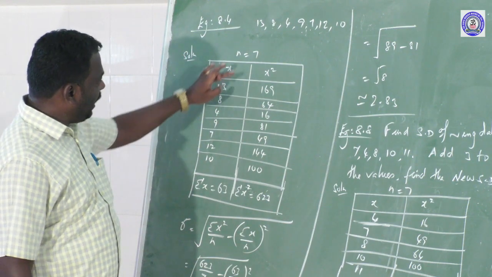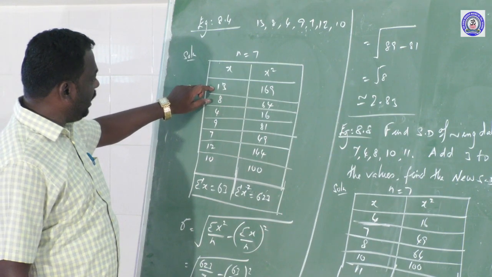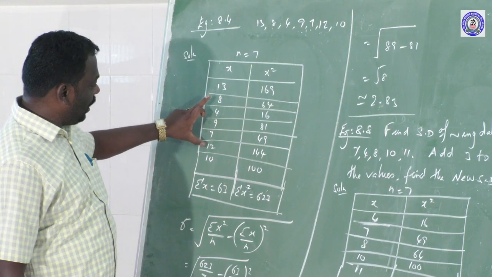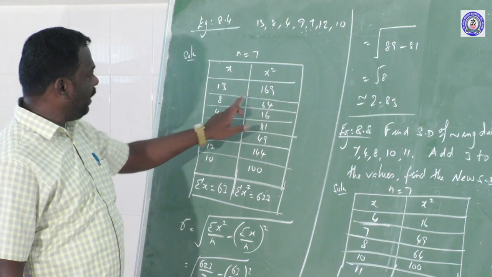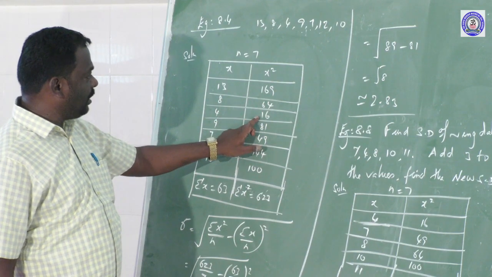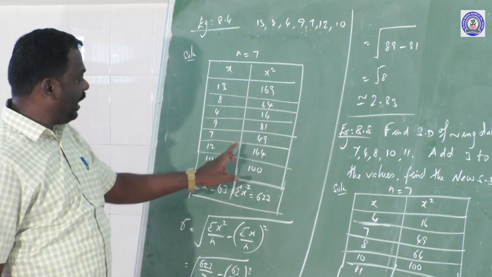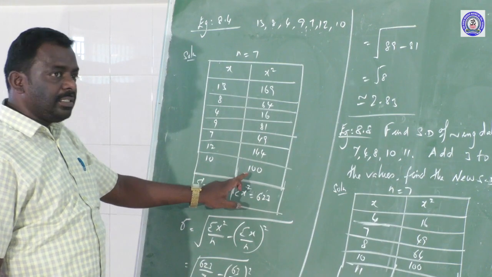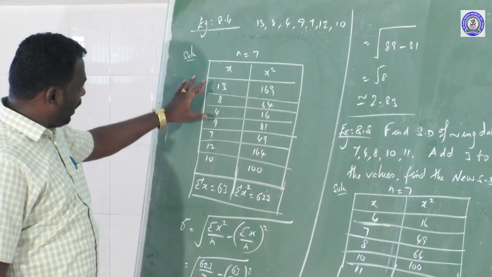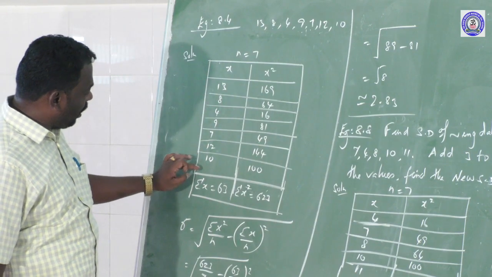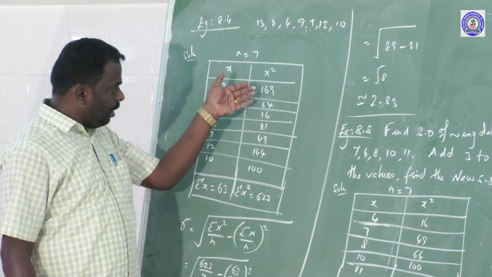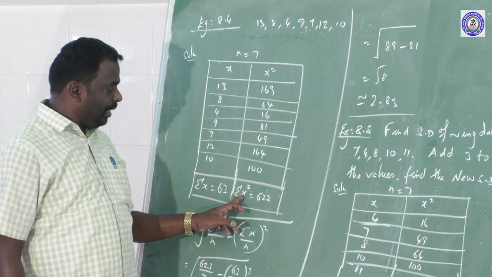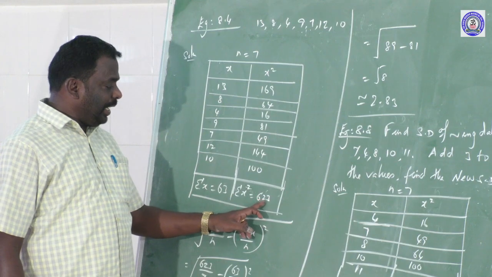So we have x terms and x square terms. The x terms are 13, 8, 4, 9, 7, 12, 10, and the square terms are 169, 64, 16, 81, 49, 144, and 100. Now we find the column totals: summation x equals 64 and summation x square equals 623.